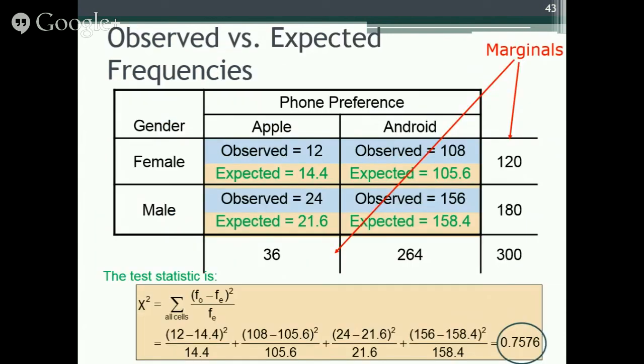So you see here, I've done all the math back out, okay? The frequency of observed was 12 minus 14.4. We squared that and divided by the expected frequency, 14.4, plus the next cell, plus the next cell, plus the next cell. And we now have a chi-square statistic of 0.758.